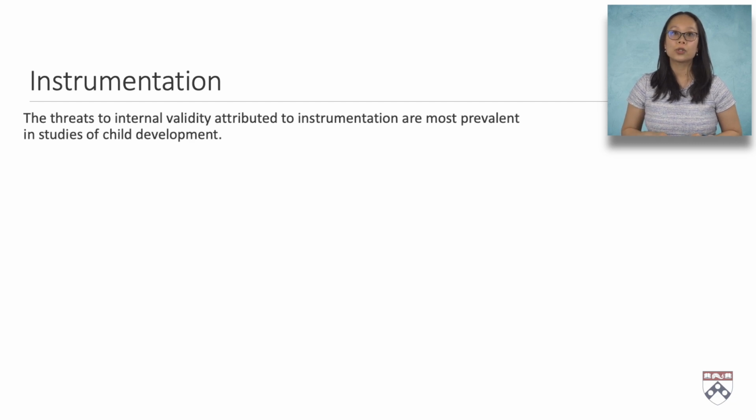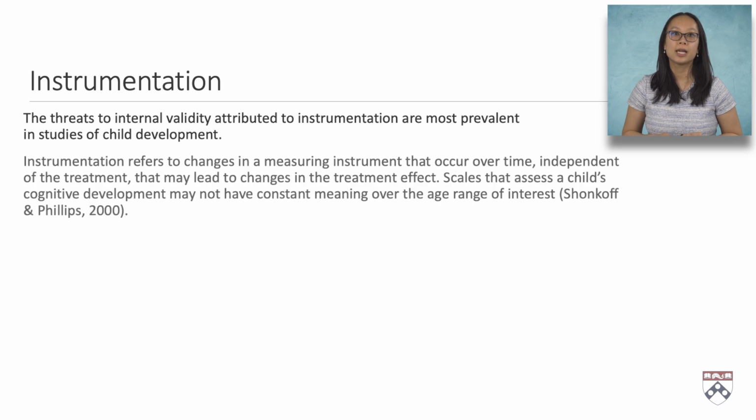Instrumentation refers to the type of internal validity threat that is particularly common in studies of child development. And this refers to changes in a measuring instrument that can occur over time, which are, again, independent of treatment, that may lead to changes in the treatment effect. So, for example, a scale that is used to assess a child's cognitive development may not have a constant meaning over the age range of interest. So, a scale that is used to measure children between the ages of 3 to 5, for example, may not capture quite the same information compared to one administered for children who are between the ages of 9 to 11.